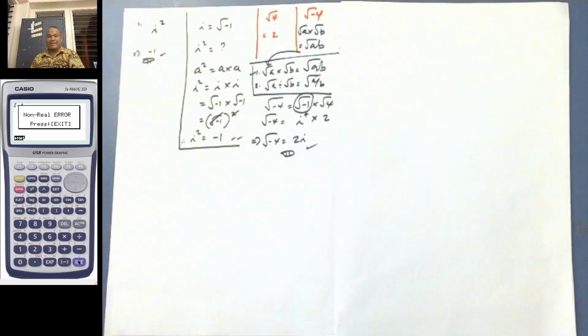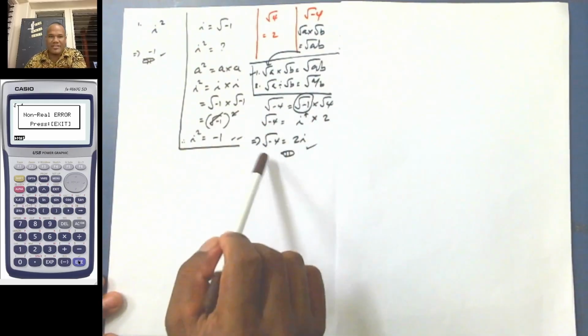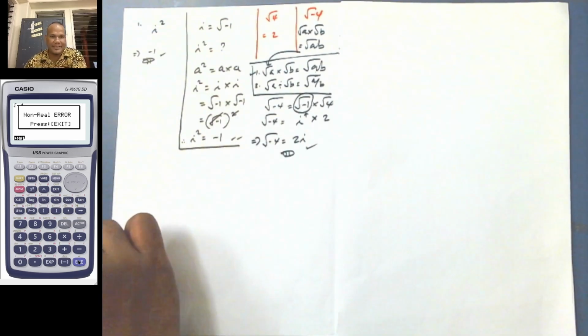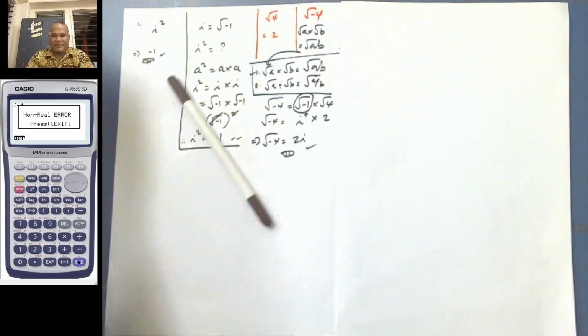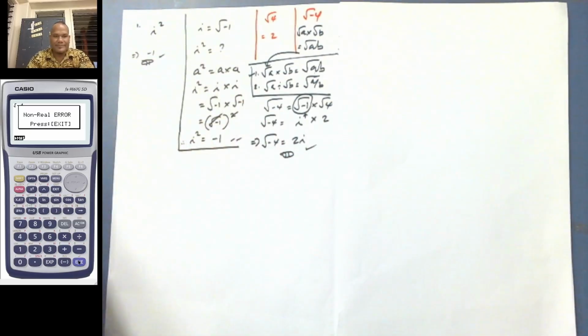That is our answer for question number 1. These are the information around this value under complex numbers. Let's move on to the second question.